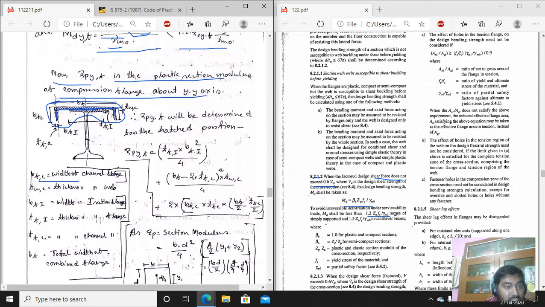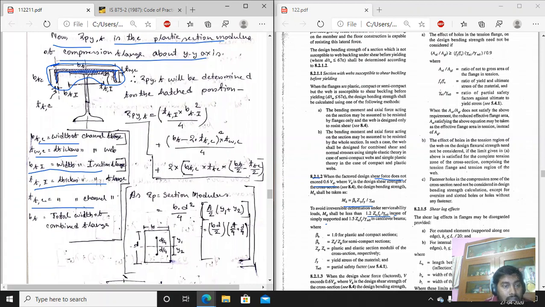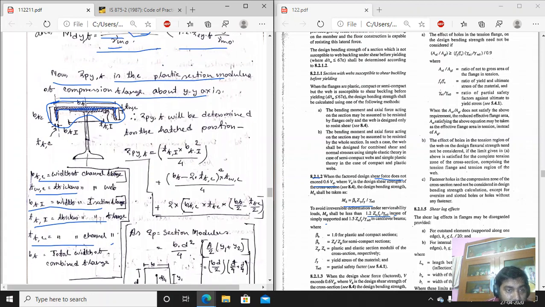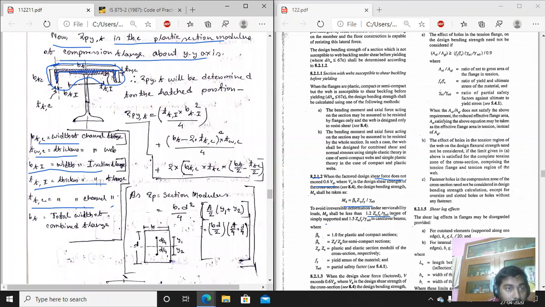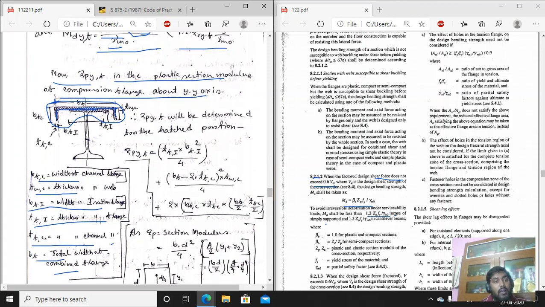BFC is the width of the channel flange, that we know. TWC is the thickness of the web of the channel. BFI is the width of the I section flange. TFI is the thickness of the I section flange, that we know. TFC is the thickness of the channel flange. And BF is the total width of the combined flange. That means BF is equal to the depth of the channel.